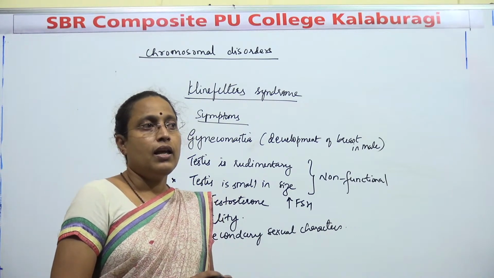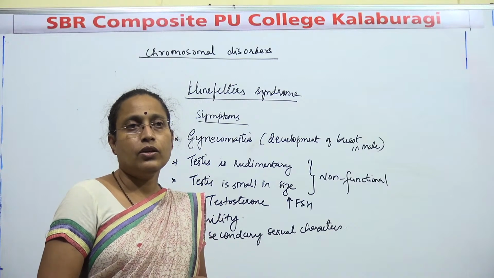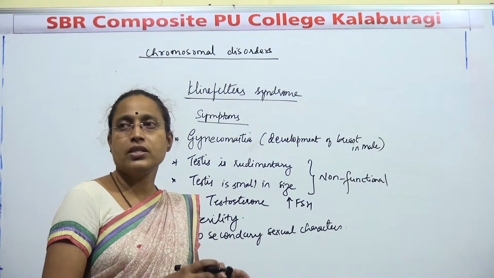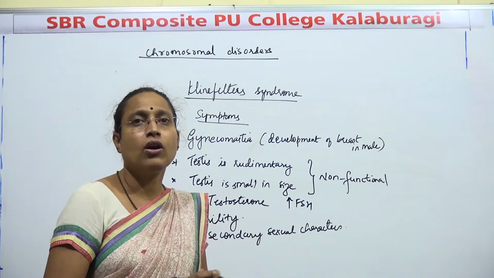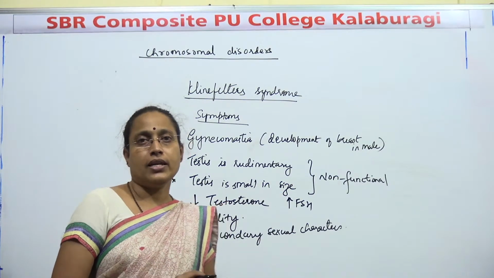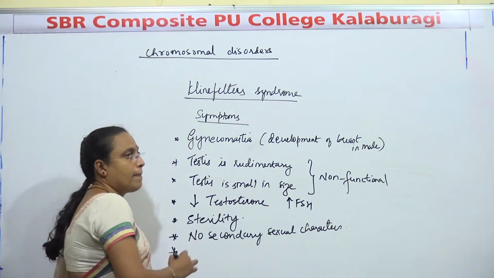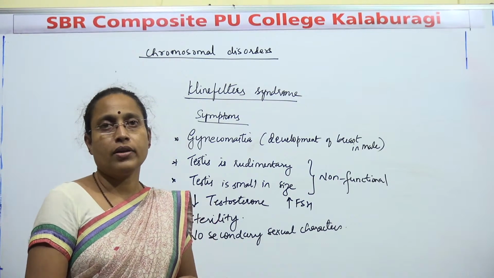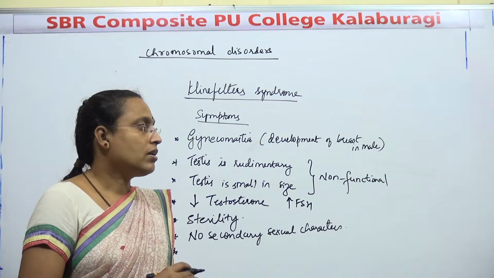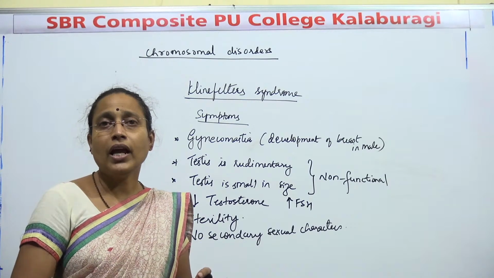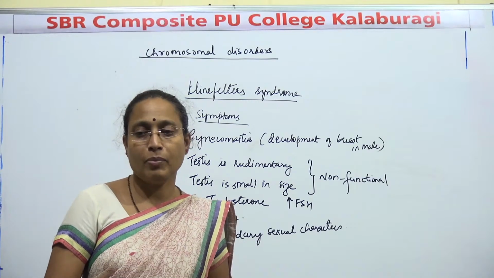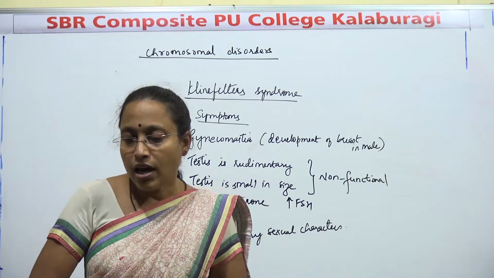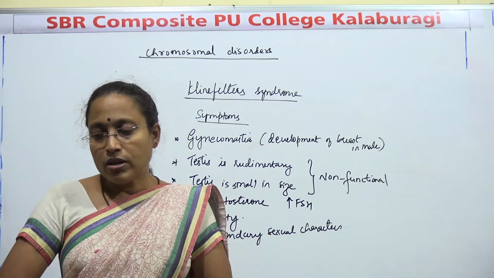Gynecomastia is there, and he has a broad pelvis. Usually the male will have a broader chest and narrow pelvis, but it is opposite here: a somewhat narrow chest but a broader pelvis, like female characters. His legs will be very long, thin and long like a female. These are some of the symptoms.